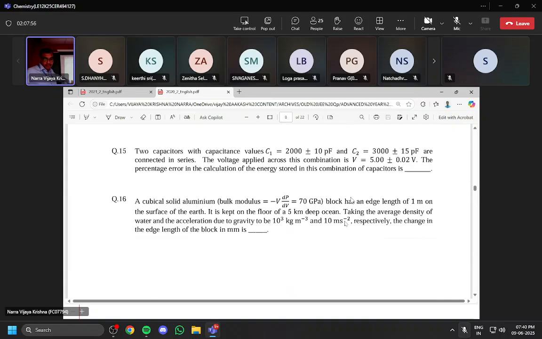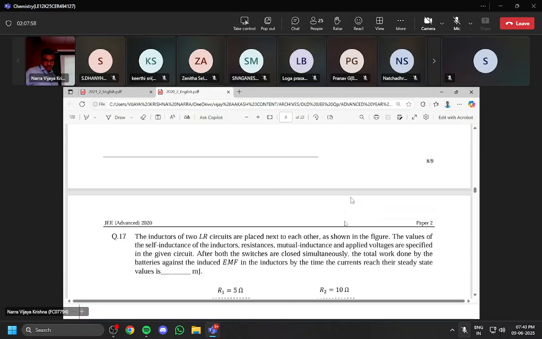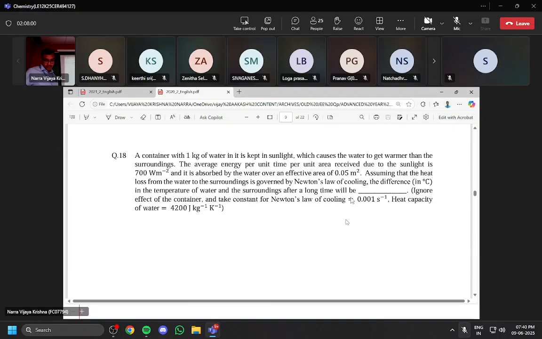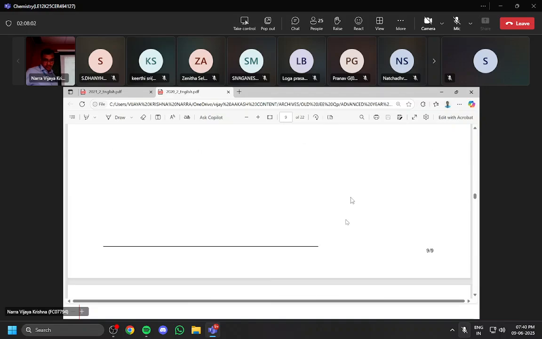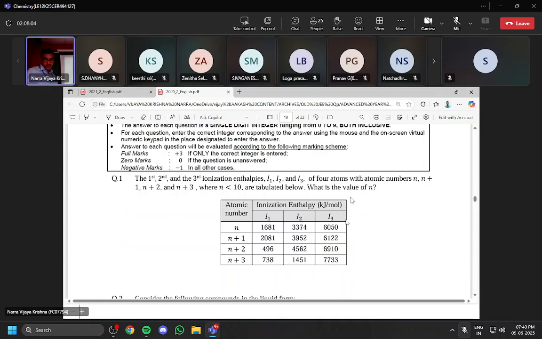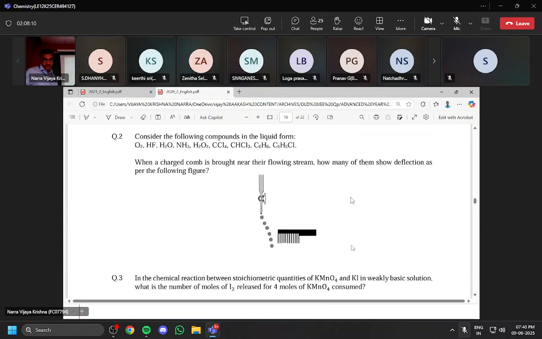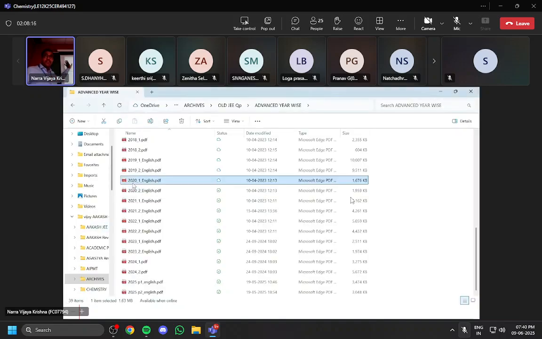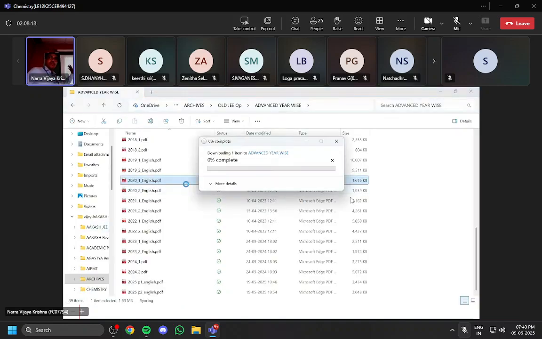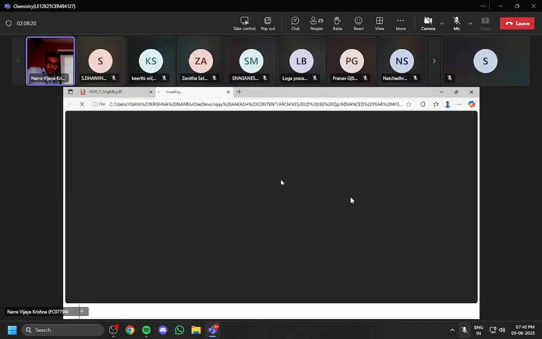Thermodynamics, man. Newton's law of cooling. Periodic classification. I will show one more question and I will end it. Only this 2020 paper one I will show and we will come back. We'll start discussing.